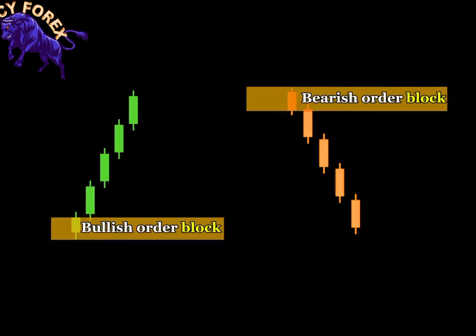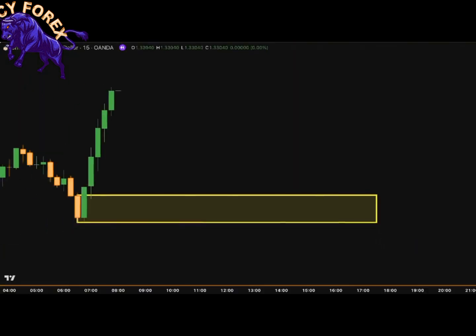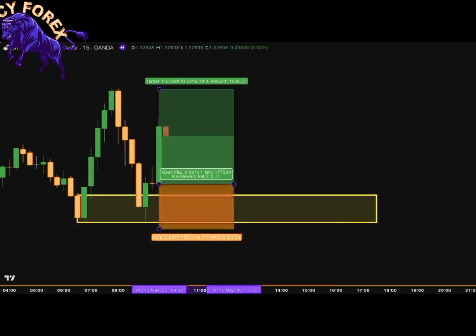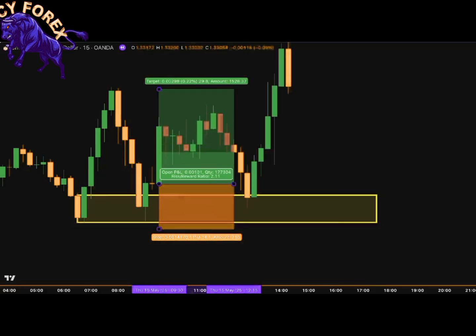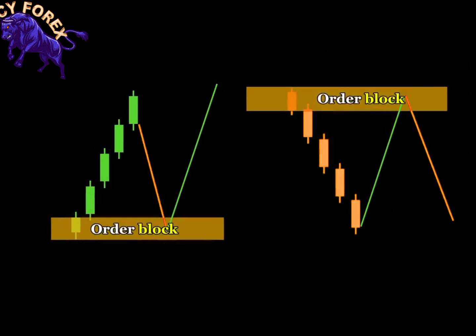Once these zones are formed, they become areas of interest. Why? Because price often comes back to revisit them. It's as if the market wants to test whether those big players are still interested in defending their position. And for us, that retest can offer a high probability entry. For instance, if price returns to a bullish order block and shows signs of strength, entering a buy trade from that zone can lead to solid profits, because you're aligning yourself with the same level where the pros previously stepped in.